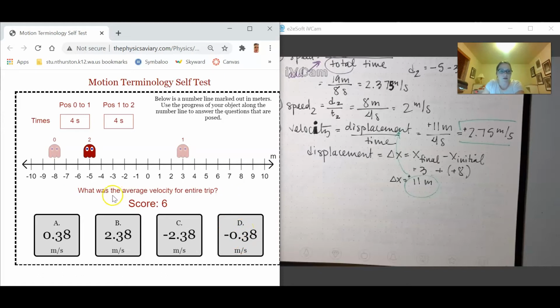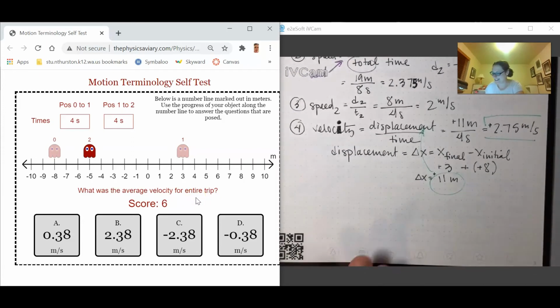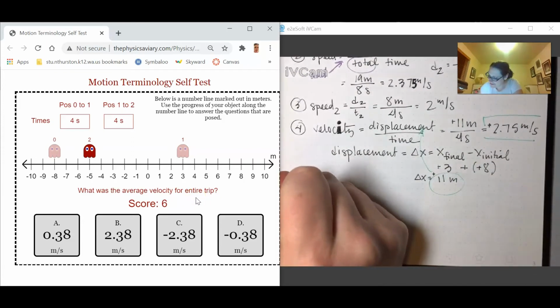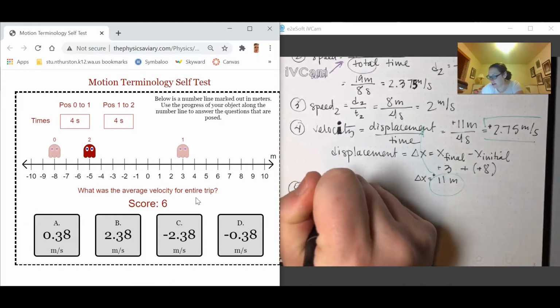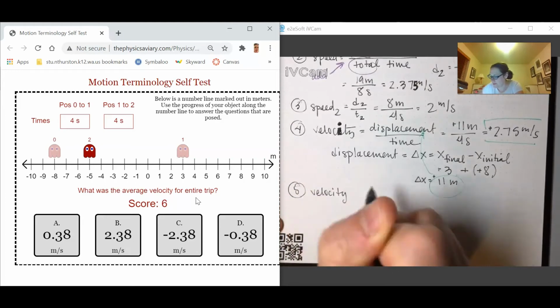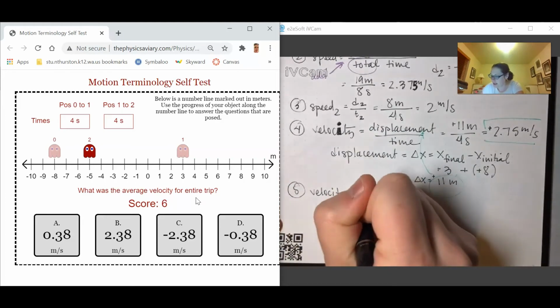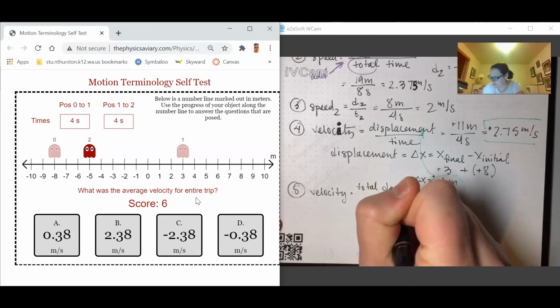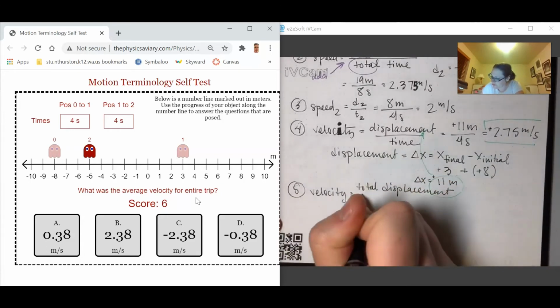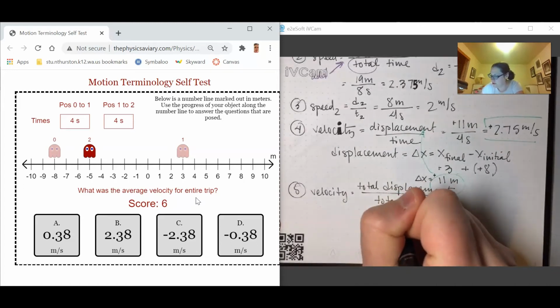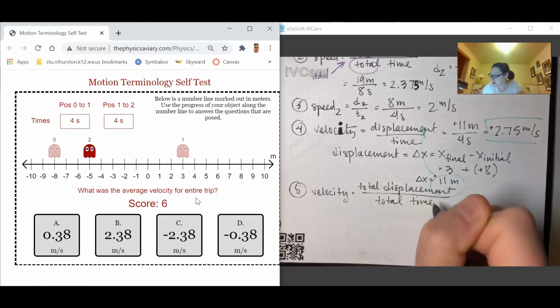What was the average velocity for the entire trip? Okay, now we've got one that's different. So now I want to know my velocity for the whole trip. So I need to find my total displacement. Oh, I'm going to run into my previous line of writing, sorry. Divided by my total time.